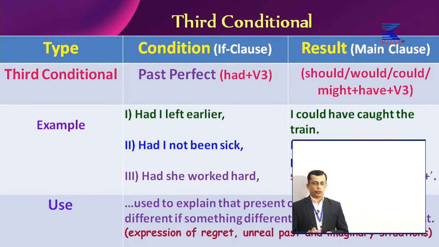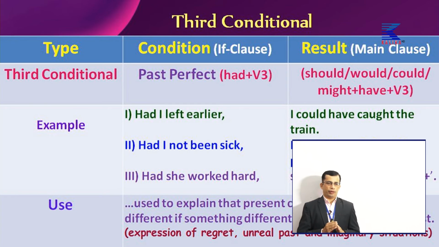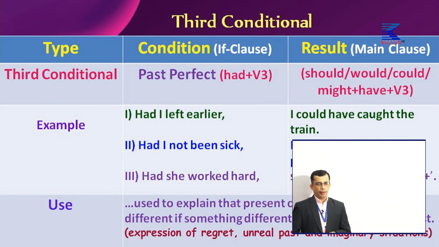Can cats, could have caught. So, of course, could have caught. Why? Because there is the use of past perfect tense in if clause, right, had plus verb 3. So, in result, I mean main clause, could have plus verb 3 or would have plus verb 3 or might have plus verb 3. Okay.